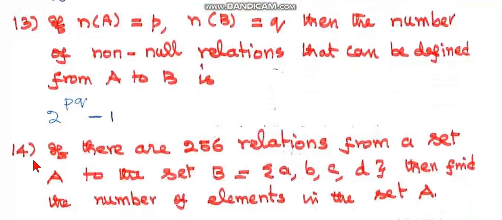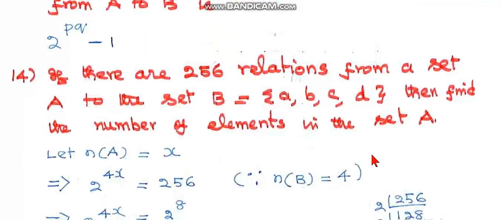Question number 14. If there are 256 relations from the set A to the set B, where B has got 4 elements, then find the number of elements in the set A. Suppose the number of elements in A is x. That means 2 to the power of 4x. Why 4x? Because the number of elements in B is 4. 2 to the power of 4x is 256.